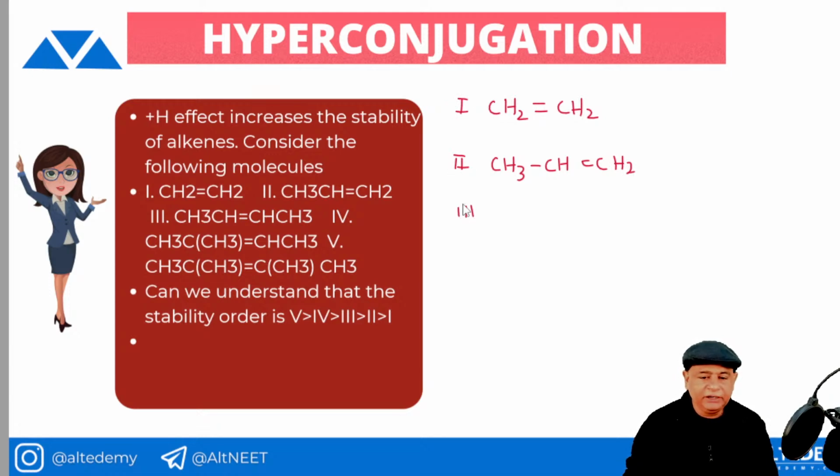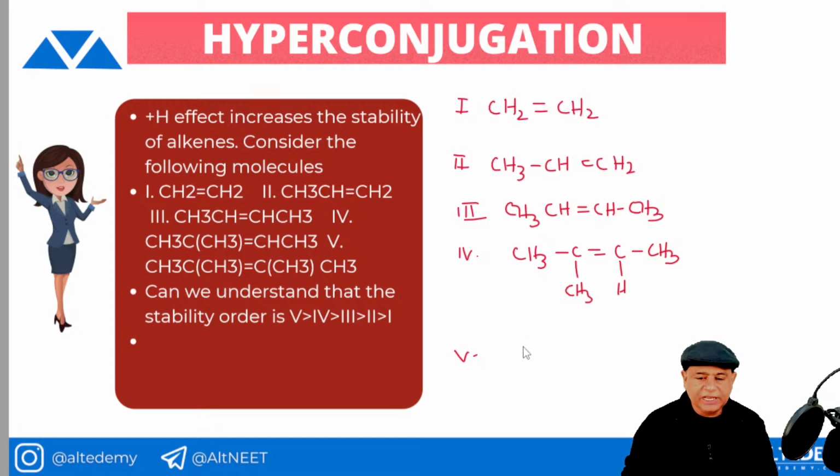The third one that we have taken is CH3 CH double bond CH and CH3. The fourth compound is CH3 C CH3 double bond CH CH3, and the fifth compound is CH3 CH3 double bond CH3 CH3. Now in general, if you are asked which is more stable, which is less stable, or what is the order of stability, this is the first utility of hyperconjugation that you will be seeing.